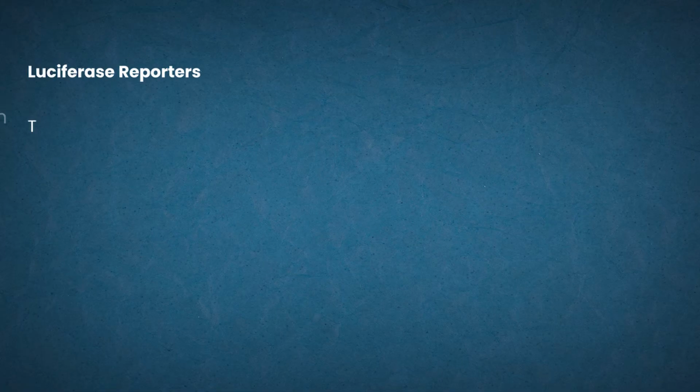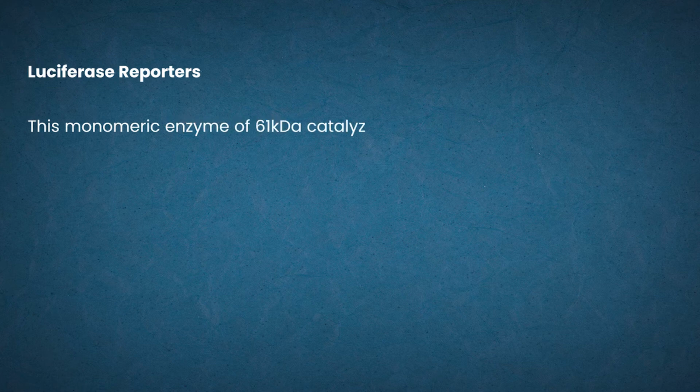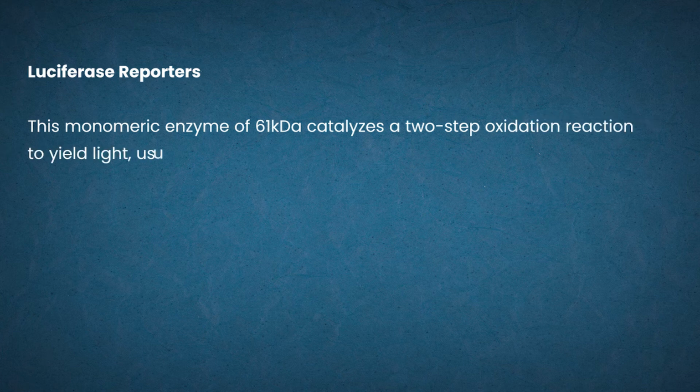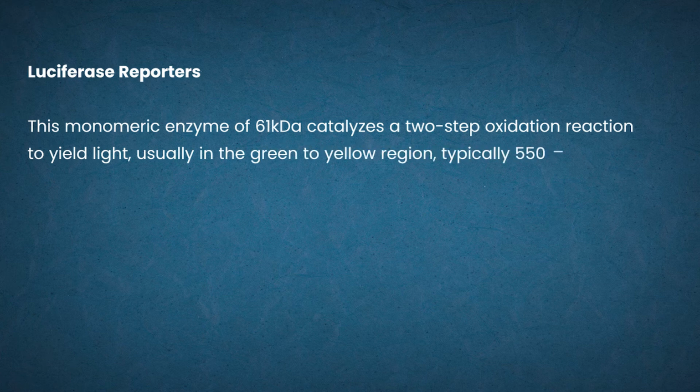What happens if you are using luciferase enzyme as a reporter enzyme? The monomeric enzyme of 61 kilodalton, luciferase, catalyzes a two-step oxidation reaction to yield light, usually in the green to yellow region, typically 550 to 570 nanometer wavelength.